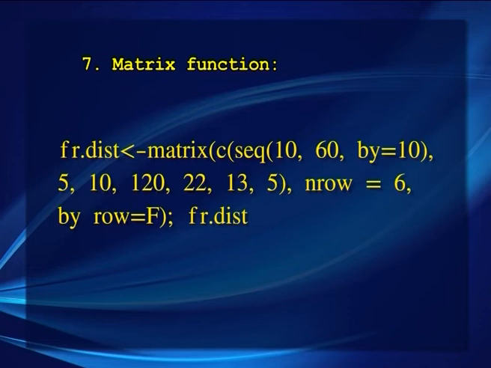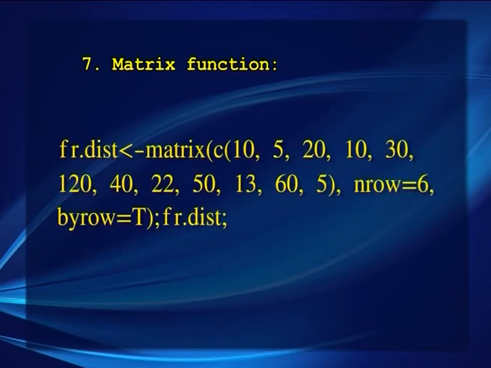fr.dist, or fr.dist assignment operator matrix, open the bracket C, open the bracket 10, 5, 20, 10, 30, 120, 40, 22, 50, 13, 60, 5, close the bracket, nrow = 6, byrow = T, close the bracket, semicolon.